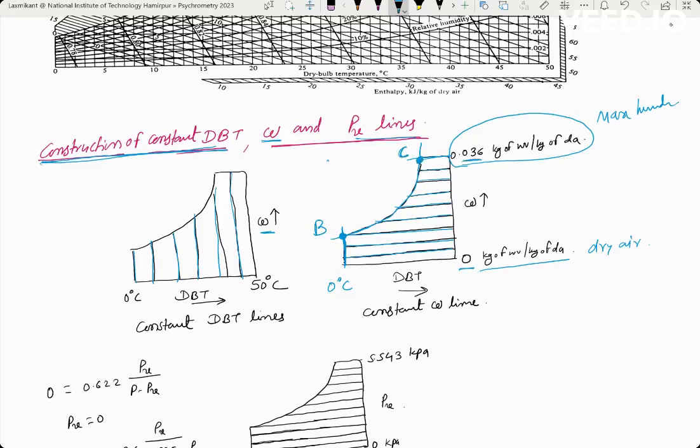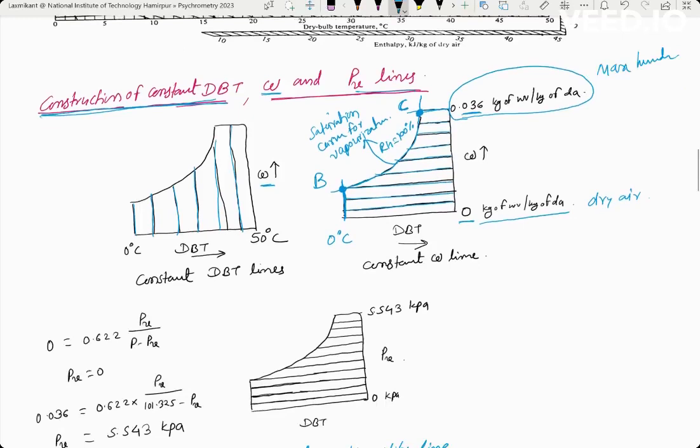So this is the saturation curve for vaporization, or we can say this is the relative humidity 100% saturation line.